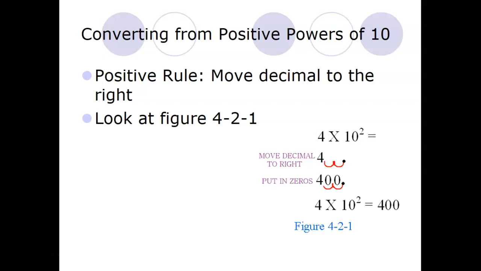So whenever I go to write it out, I move my decimal point back 1 and 2 spaces. And then I just move the zeros into place. So 4 times 10 to the 2 is 400. Okay?